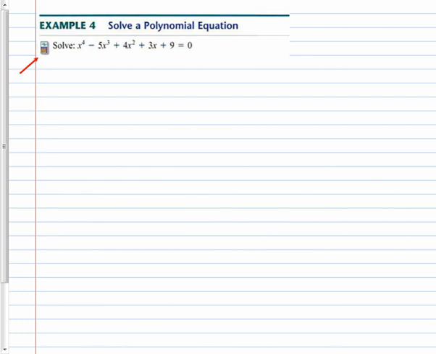I'll work through example 4, first by graphing it to figure out what some of my first zeros are. And there are iPads up here. You want to borrow them for that Desmos graphing app.